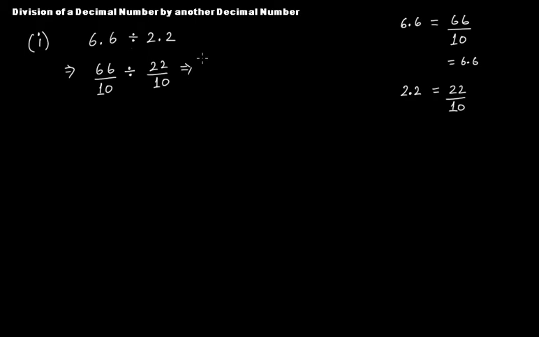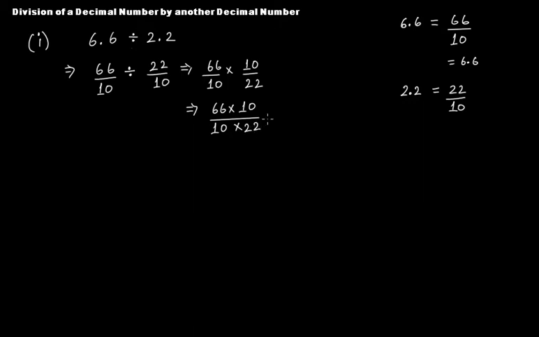Now it can be written as 66 over 10 multiplied with, division replaced with multiplication, the reciprocal of 22 over 10, that is 10 over 22. That's the basic division method that we apply: invert and multiply. Now numerator is multiplied with numerator and denominators together.